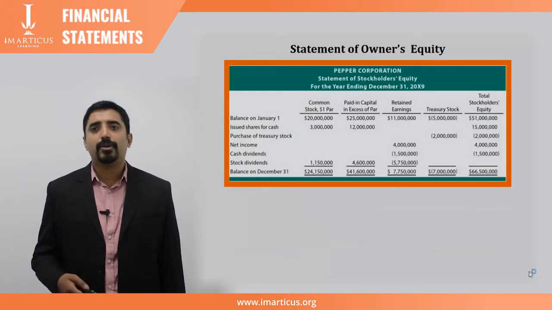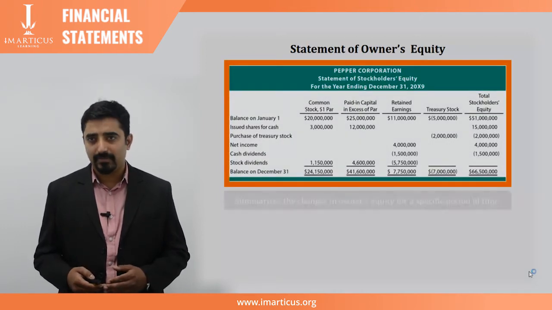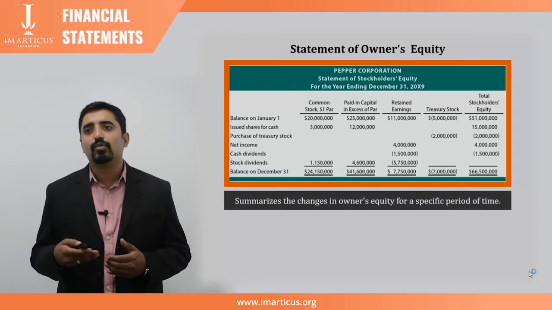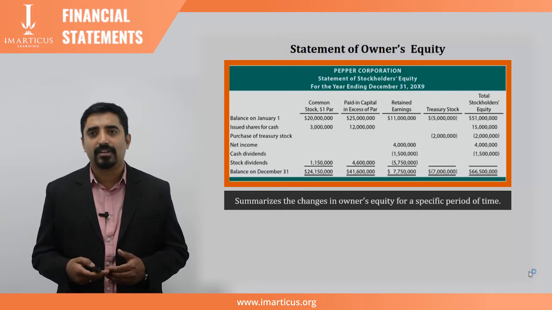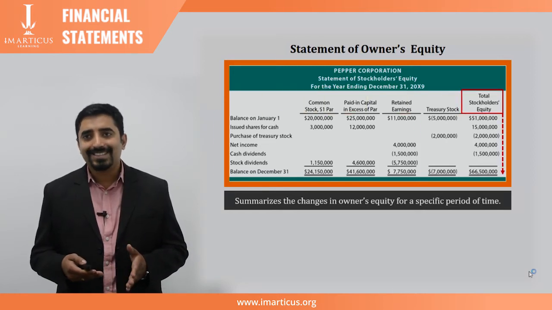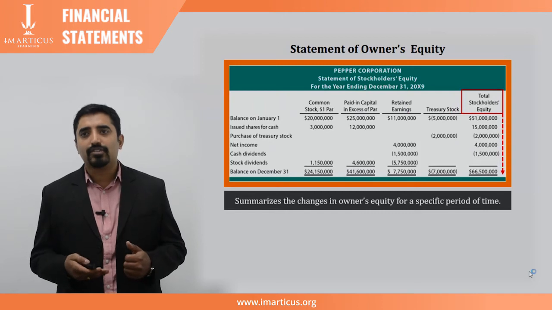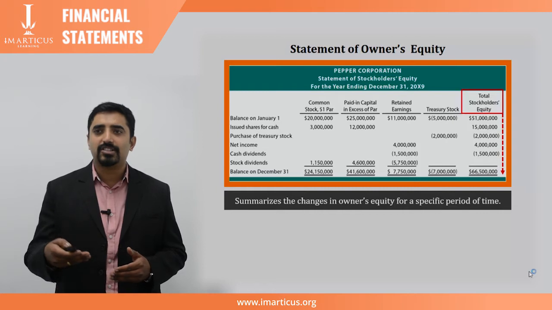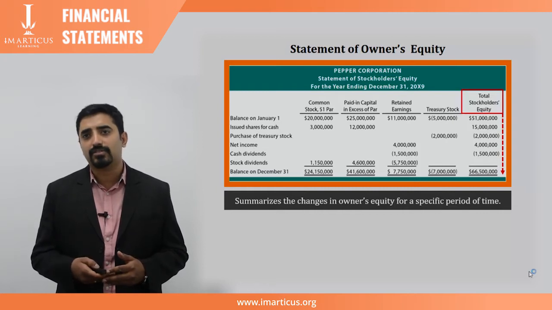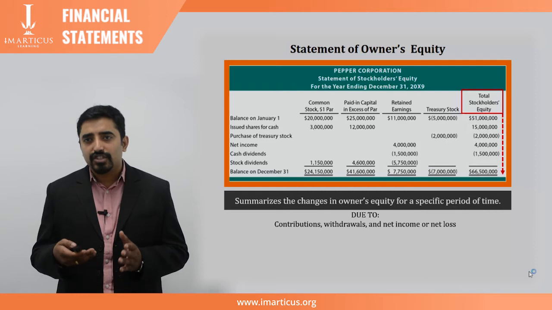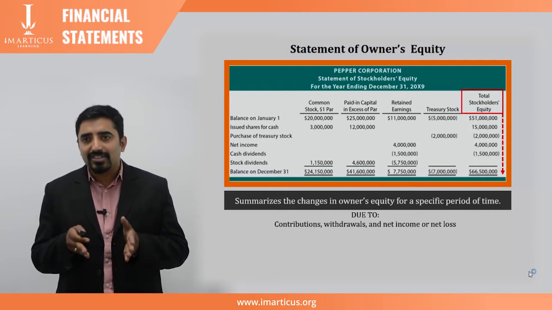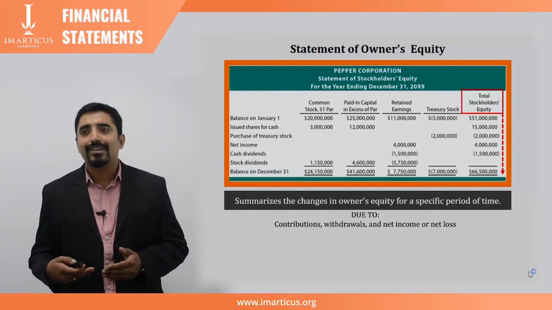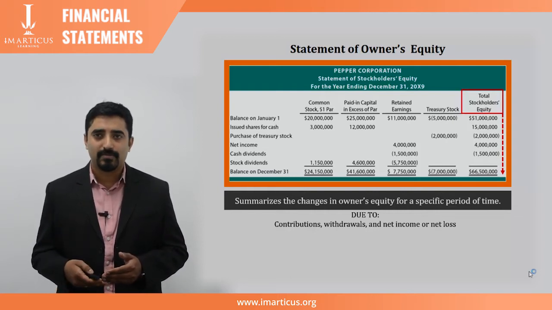Lastly, the statement of changes in owner's equity. This financial statement shows us how the company's owner's equity has changed from the last year. Here you can see that the balance on 1st of January was 51 million, which has increased to 66.5 million on December 31st. A statement of changes in owner's equity shows the changes in the capital account due to contributions, withdrawals, and net income or net losses.